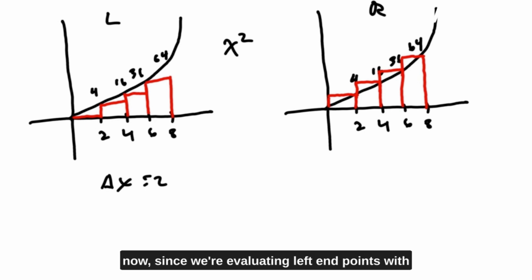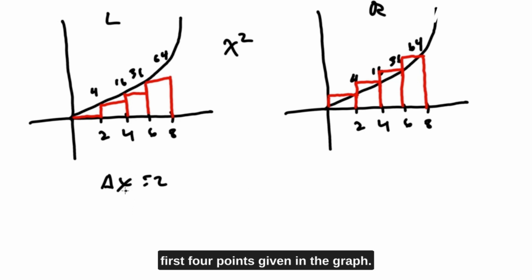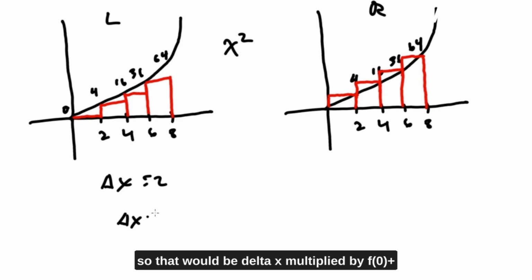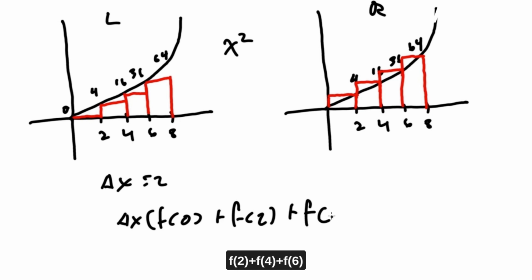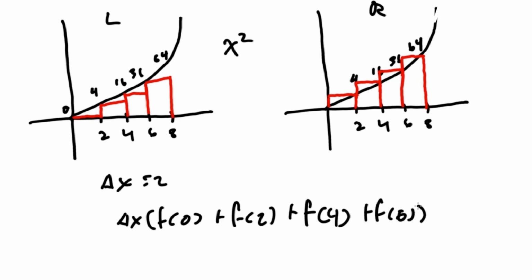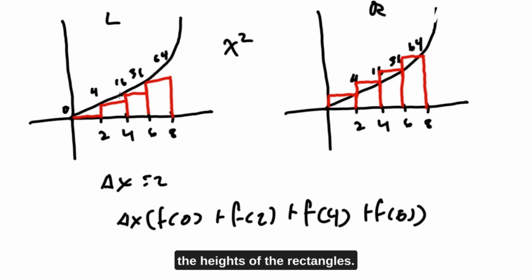Now, since we're evaluating using left endpoints with 4 subintervals, we'll be evaluating using the first 4 points given in the graph. So that would be delta x multiplied by f of 0 plus f of 2 plus f of 4 plus f of 6, since each of these represents the heights of the rectangles. And that gives us 2 times 0 plus 4 plus 16 plus 36, which is equal to 112.